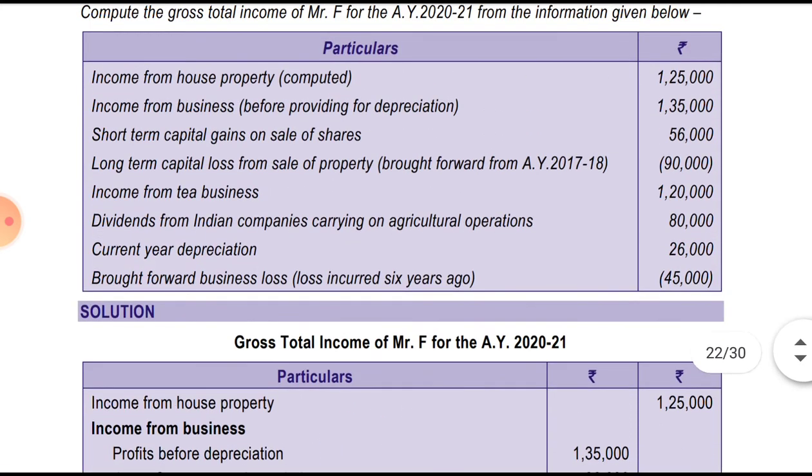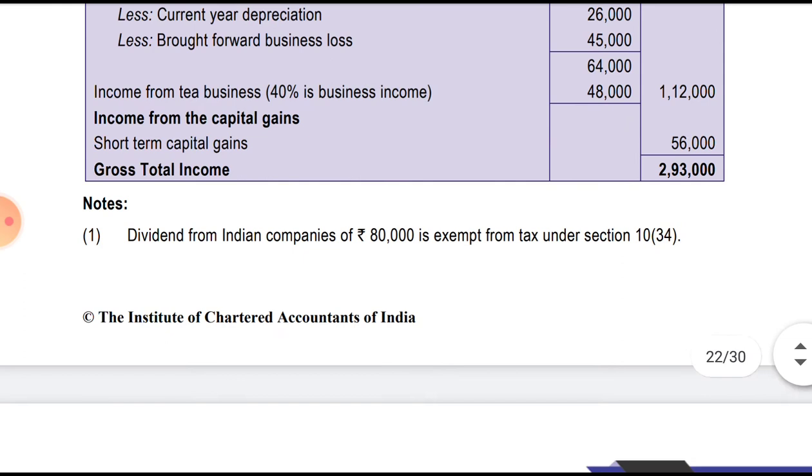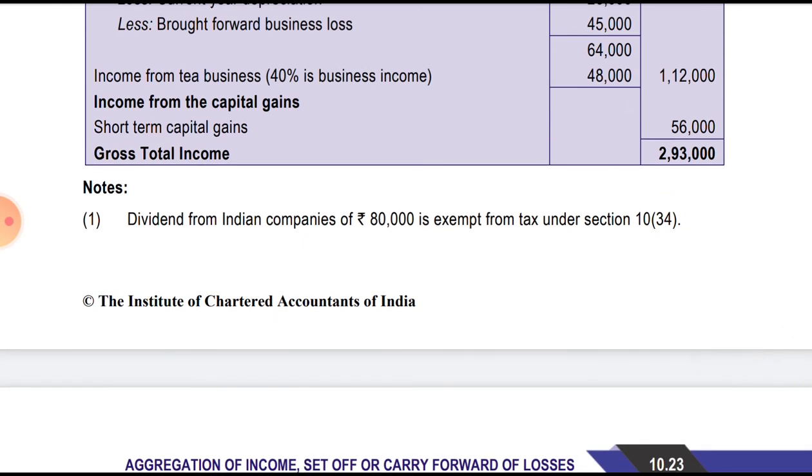Then capital gain income is only 56 because 90 will be carried forward. 56, and 90 will be carried forward. So we will see the notes.